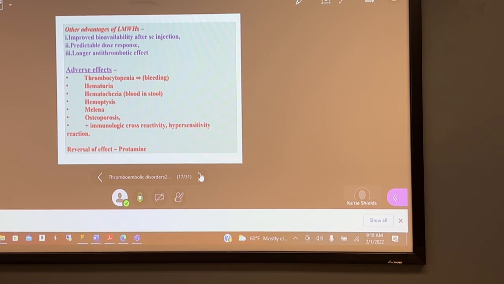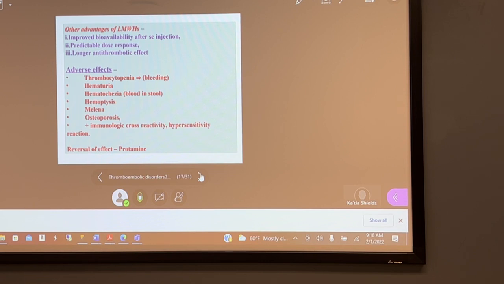Of course, thrombocytopenia, because they inhibit platelet function. They will cause a reduction in platelet count, and that can lead to bleeding. Because with bleeding in the urine, in the blood, and in the nose, everywhere, you have hematuria, hematochezia, hemoptysis, then you have melena, then you have osteoporosis.